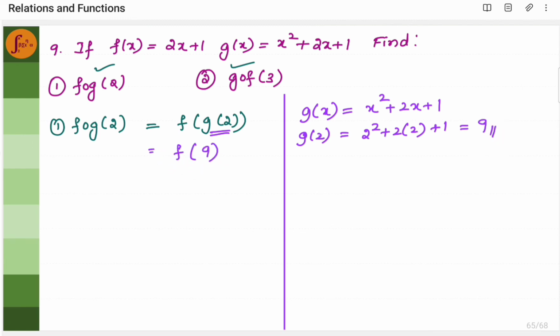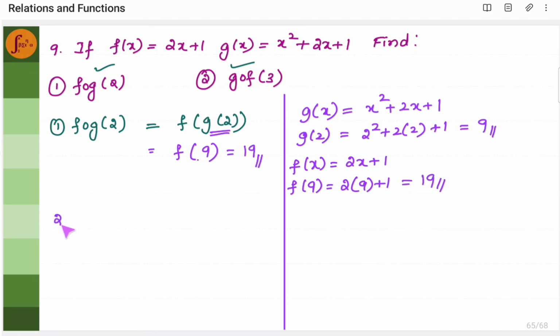Now I'll have to find f of 9. For that I need f of x. F of x is 2x plus 1. I have to find f of 9. So f of 9 will be, instead of x, I'll put 9. So 2 into 9 plus 1, which is 19. So this is nothing but 19.